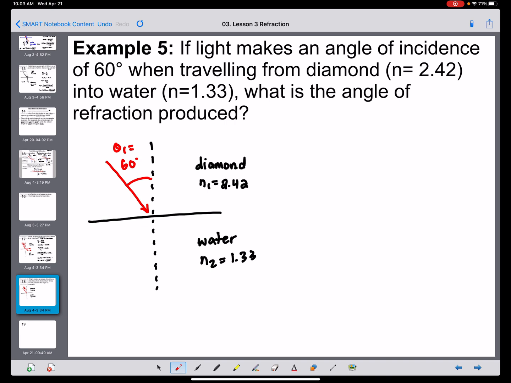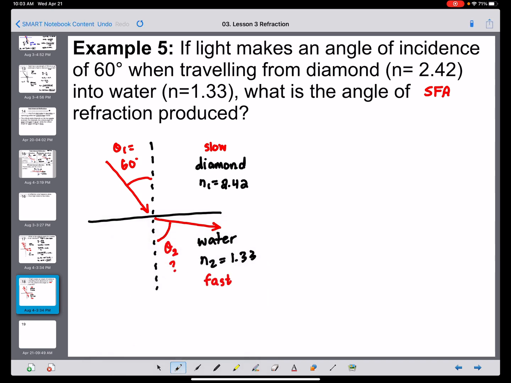And then we're going to make a prediction. In the diamond, the light's going to be traveling slow because the index of refraction is high there. In the water, the light's going to be traveling faster because the index of refraction is lower. So yesterday we learned that when you go from a slow medium to a fast one, you bend away from the normal. So maybe something like that. And this is angle 2. And angle 2 is what we are looking for.